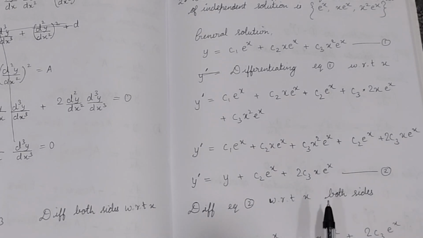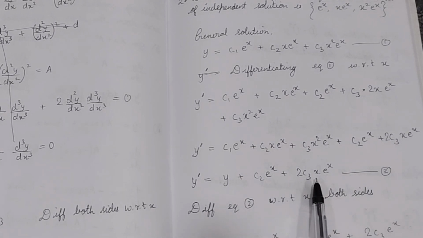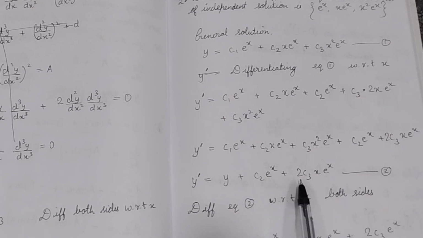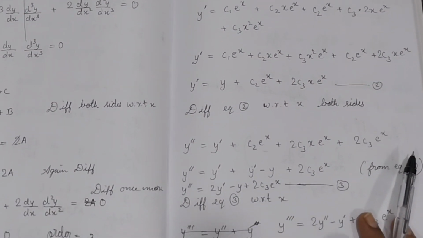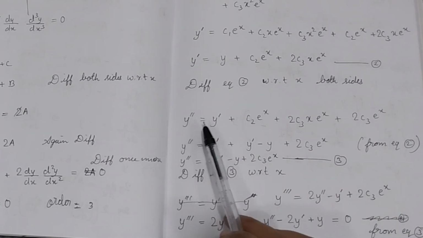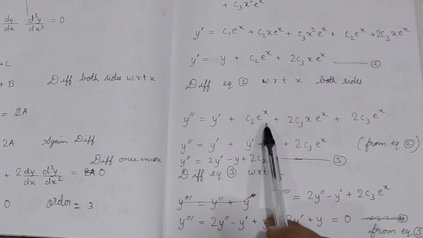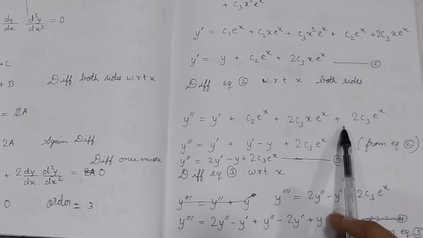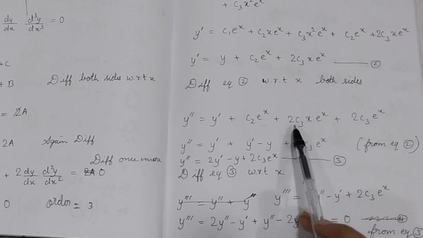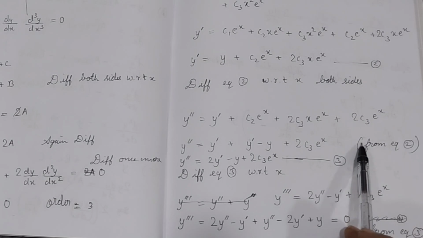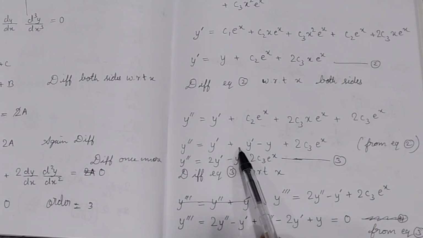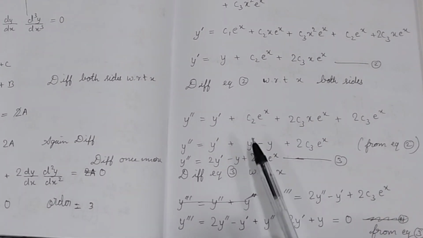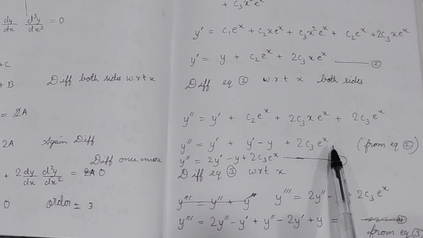Now differentiate this equation with respect to x, because we have two more arbitrary constants. We'll get y double dash is equal to y dash plus c2 e raised to x plus 2c3 x e raised to x plus 2c3 e raised to x. Okay. Now from equation 2, we can write y double dash is equal to y dash plus y dash minus y plus 2c3 e raised to x.